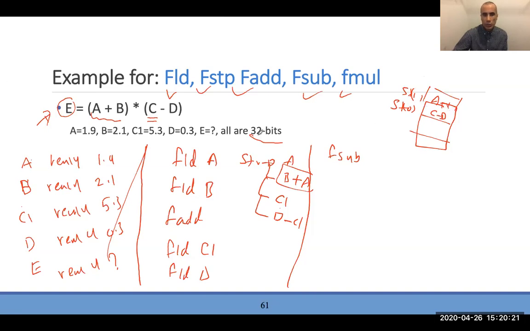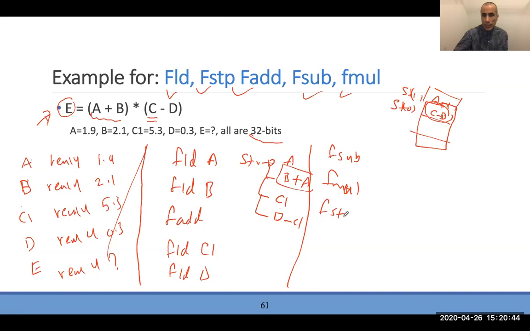So now we are ready to call what? Mul. So all we do is just say F mul. F mul is going to multiply this by this and put the result on the top of the stack. So the top of the stack is going to have the result. Once we do this, we want to store the data back in E, right? So we're just going to say F ST.